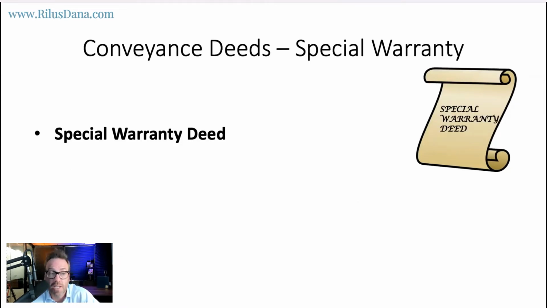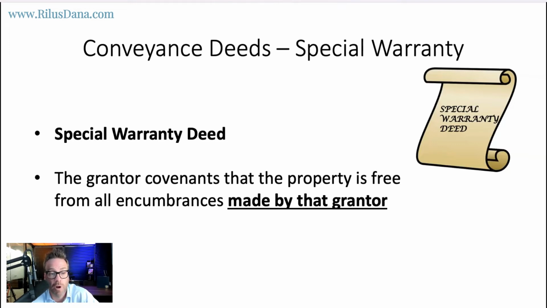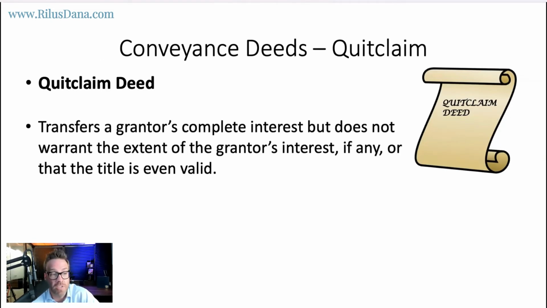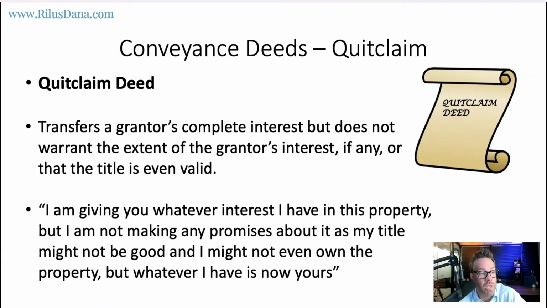Now, a special warranty deed, the grantor covenants that the property is free from all encumbrances made by that grantor. So they're promising that whatever they did was okay, but they don't make any warranties going back from anyone other than themselves. A quitclaim deed transfers a grantor's complete interest, but does not warrant the extent of the grantor's interest, if any, or that the title is even valid. I'm giving you whatever interest I have in this property, but I'm not making any promises about it as is. My title might not be good, and I might not even own the property, but whatever I have is now yours.